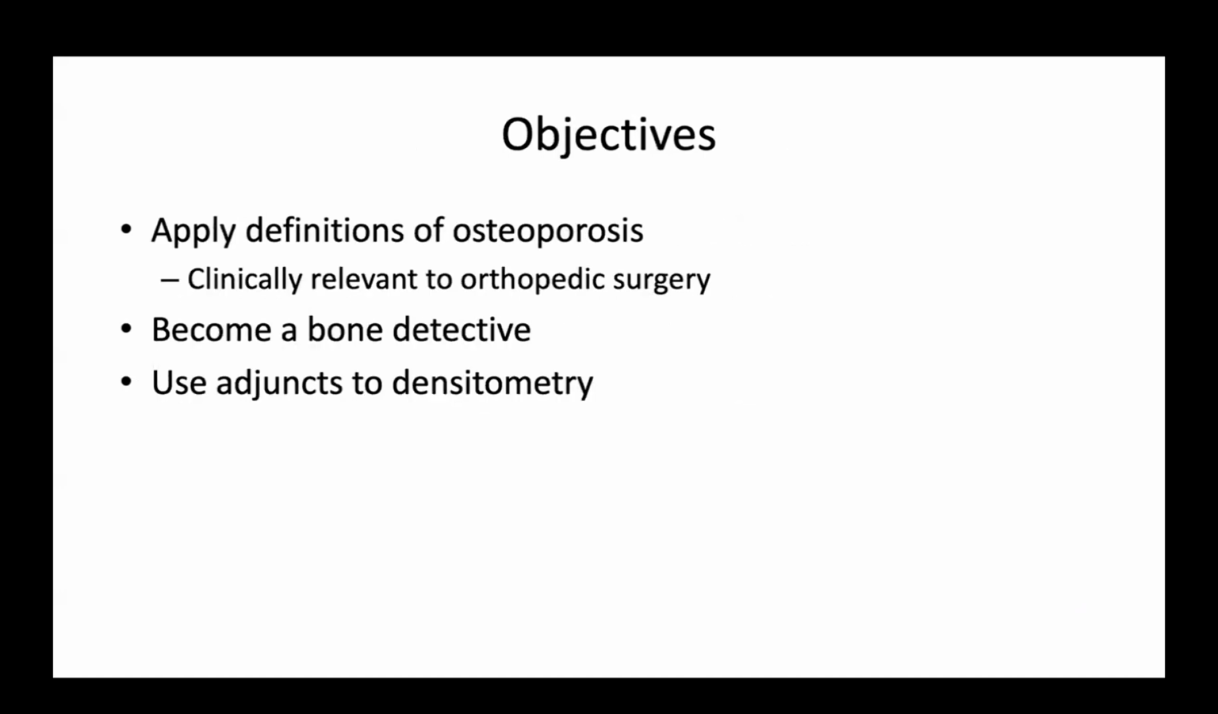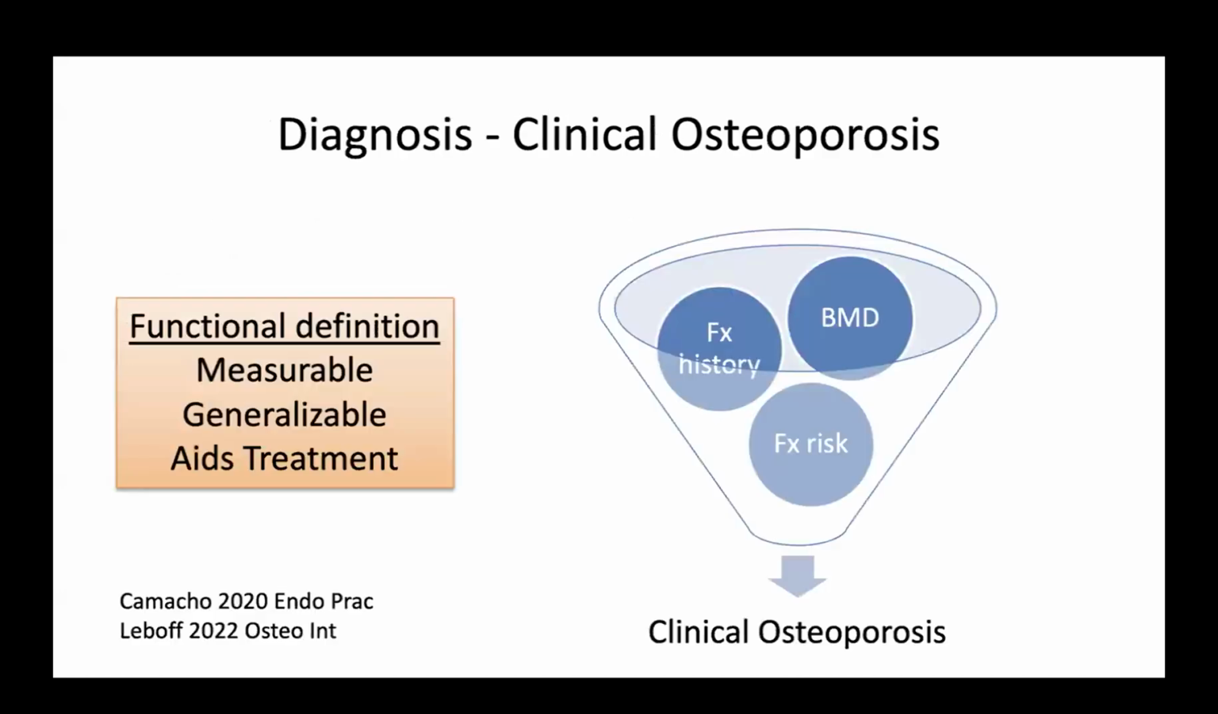The objectives are to imply the definitions of osteoporosis that have expanded past BMD and maybe introduce kind of an orthopedic surgery definition of osteoporosis. And I want to encourage anybody working with orthopedic surgeons, or surgeons themselves, or fracture liaison service in the ortho department, to become bone detectives to look for osteoporosis. In particular, start utilizing many of the adjuncts to bone densitometry.